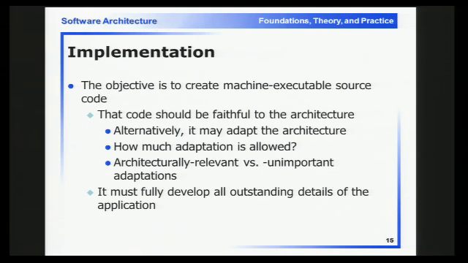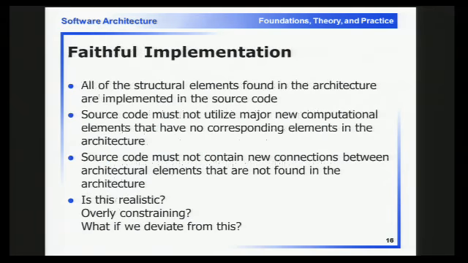Fully developing all outstanding details means we need to implement all the required structures, components, and connectors that are defined in our architecture. But it's also illegal for us to introduce additional ones that have never been introduced in our architecture, right? Introducing additional features may not be a good thing for our development. It may violate your original design intention.